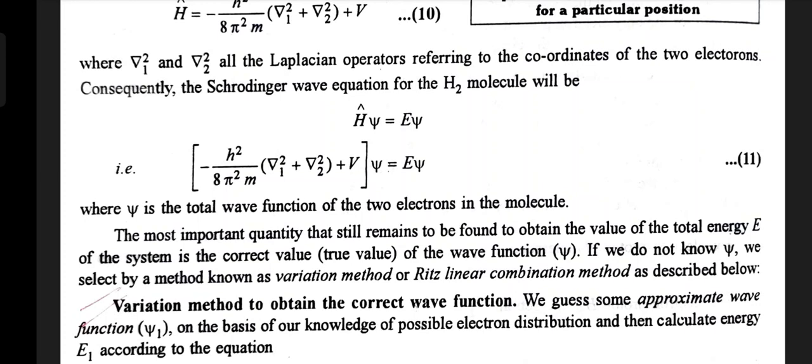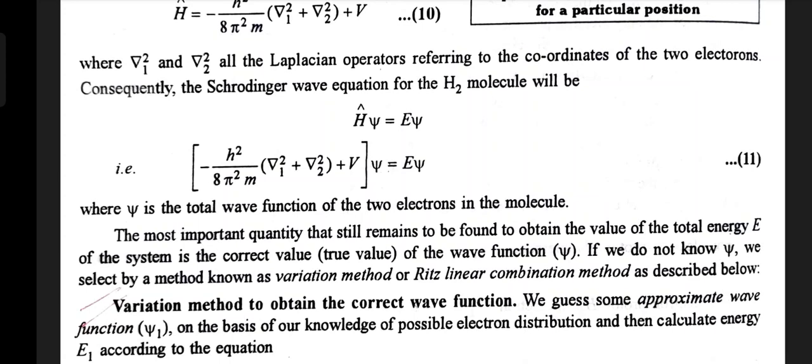Consequently, the Schrodinger wave equation for the H2 molecule will be h cap psi equals E psi, that is, minus h square by 8 pi square m in bracket delta 1 square plus delta 2 square, plus V, into psi equals E psi. This one is the 11th equation, where psi is the total wave function of the two electrons in the molecule. The most important quantity that still remains to be found to obtain the value of the total energy E of the system is the correct value of the wave function psi.